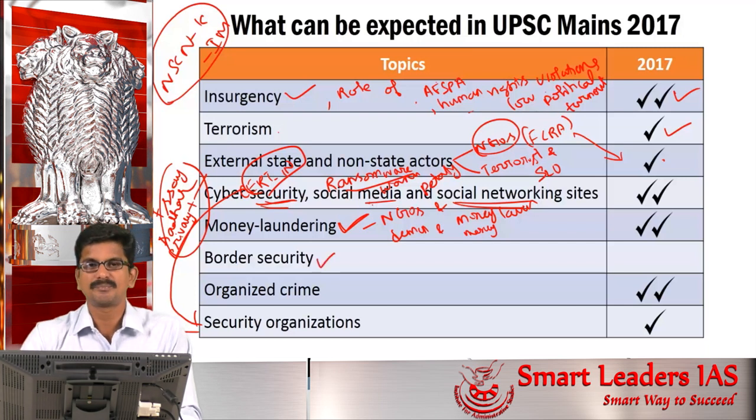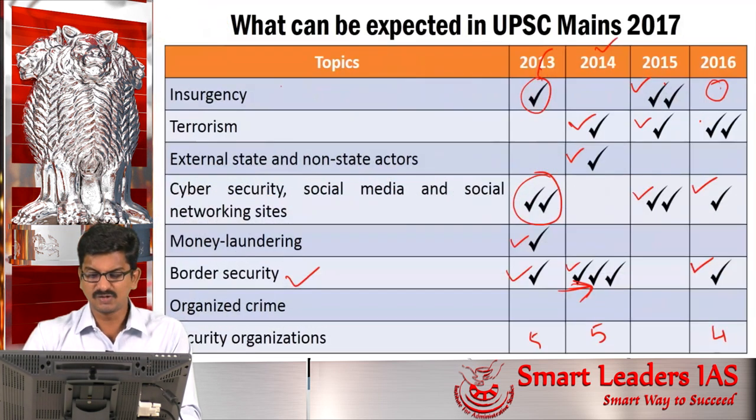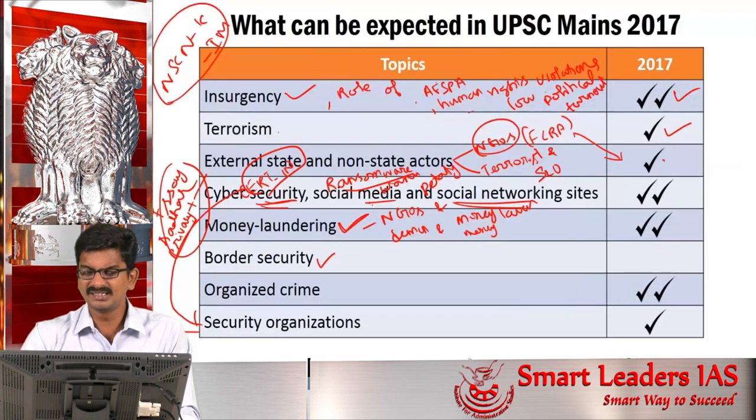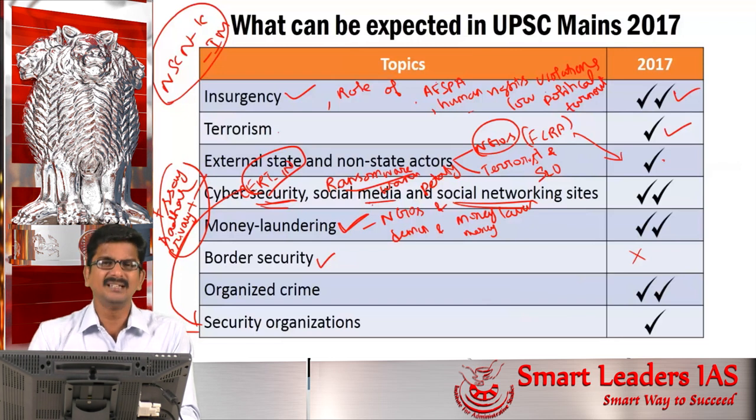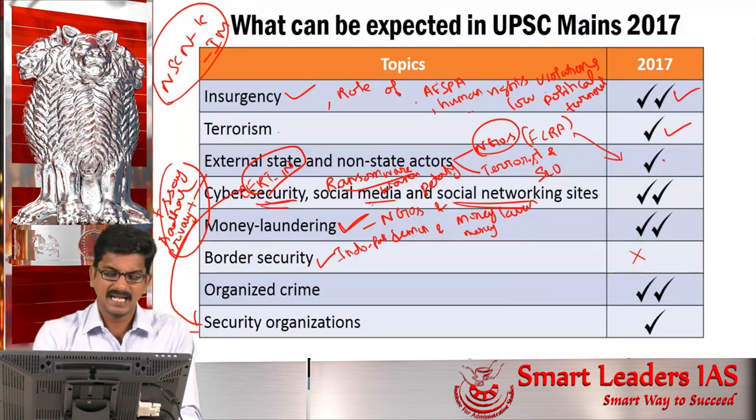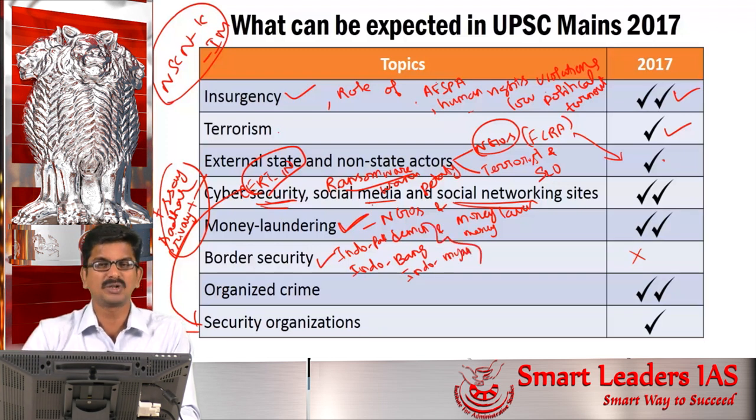Border security. When we see the trend, much higher focus was given to border security last year. So if you go with this trend, border security may not be expected in the next mains 2017. But even then, if you want to focus on border security, the most important focus should once again be given to the Indo-Pakistan border, Indo-Bangladesh and Indo-Myanmar. These are the three important borders which are recurrently in the news, and they should also be focused on.